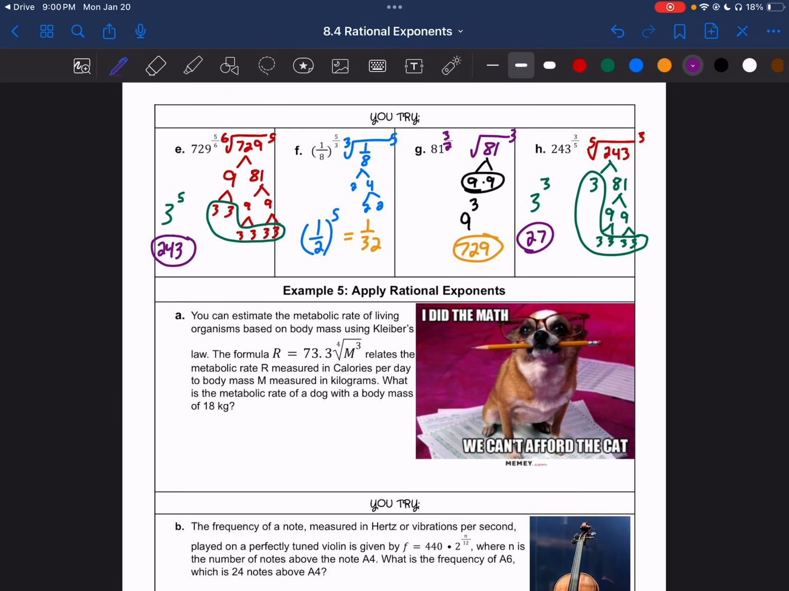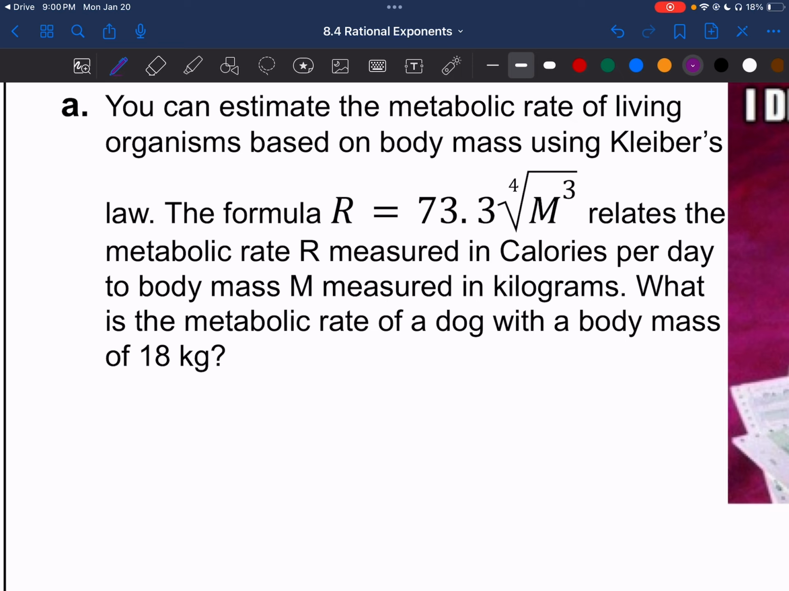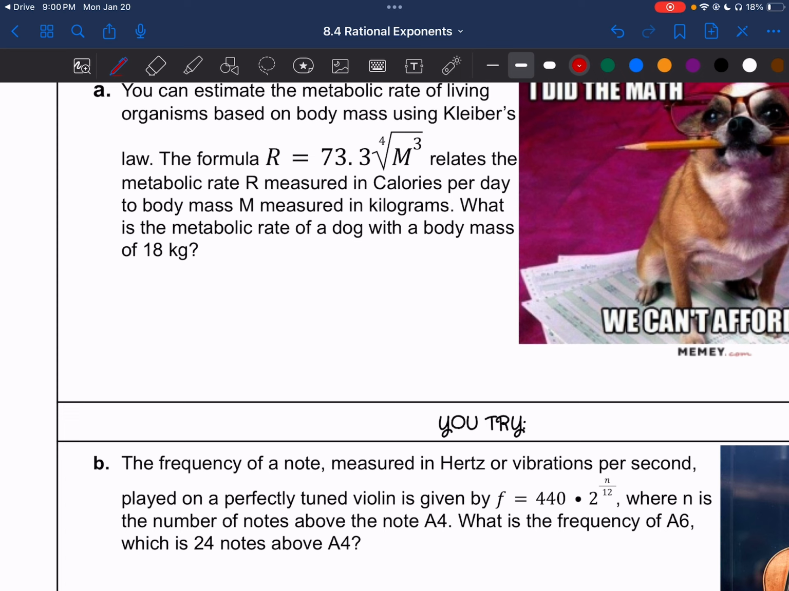All right, so now we're going to apply rational exponents. You can estimate the metabolic rate of living organisms based on body mass using Kleiber's law. The formula R equals 73.3 times the fourth root of m cubed relates the metabolic rate R measured in calories per day to body mass m measured in kilograms. What is the metabolic rate of a dog with a body mass of 18 kilograms? All right, so we're starting this. We want to know R equals 73.3 times the fourth root of 18 cubed.